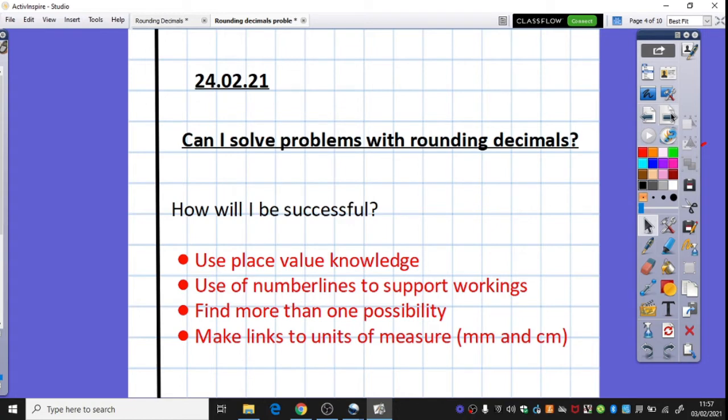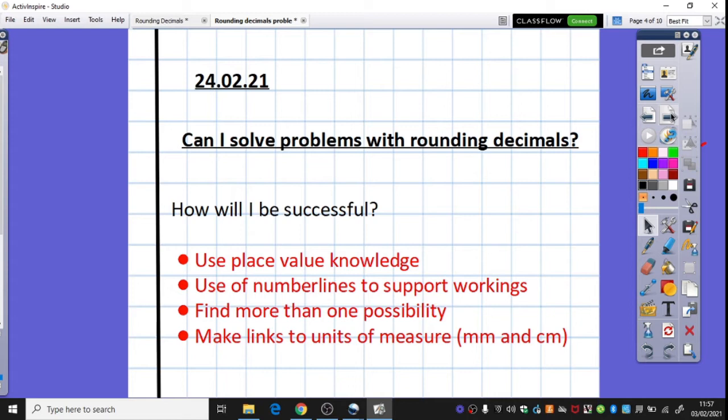Yesterday we looked at actually how to round decimals and how the use of number lines can also really help us to see whether to round a number up or to round a number down. We looked at rounding to the nearest whole number and to the nearest tenth, and some of you also looked at rounding to the nearest hundredth. Today we're going to be putting rounding decimals into a problem solving activity.